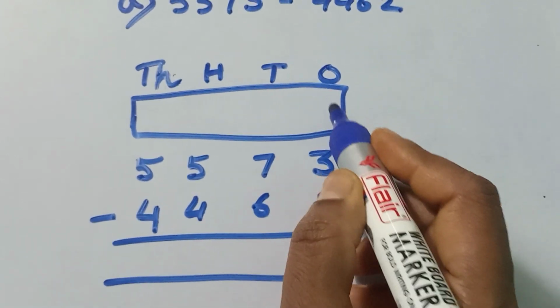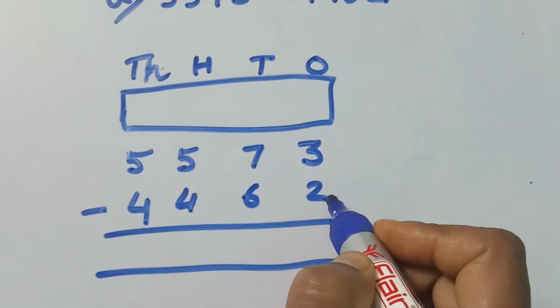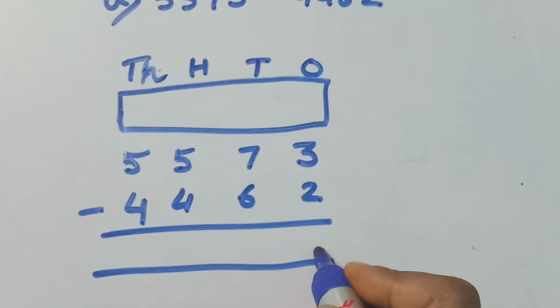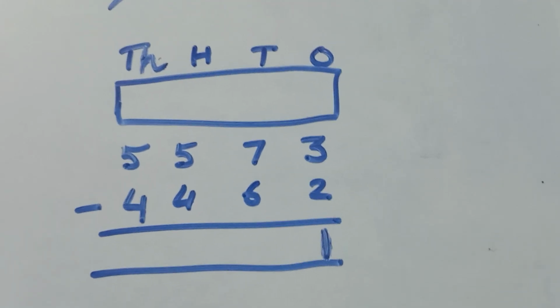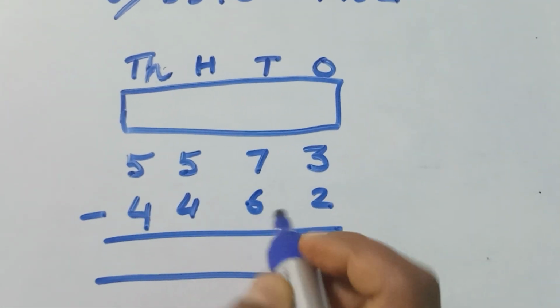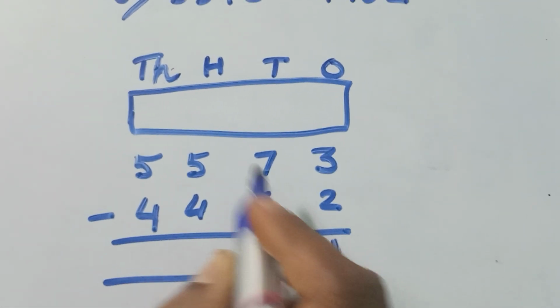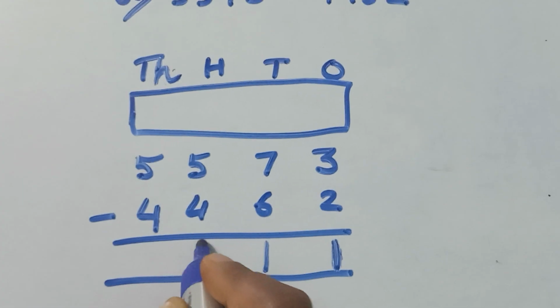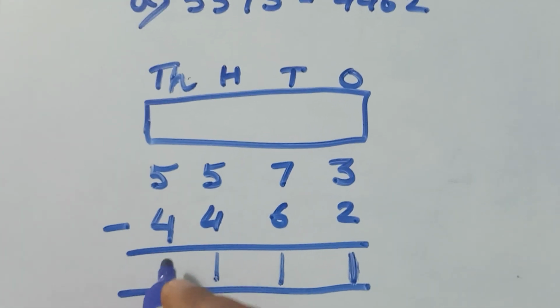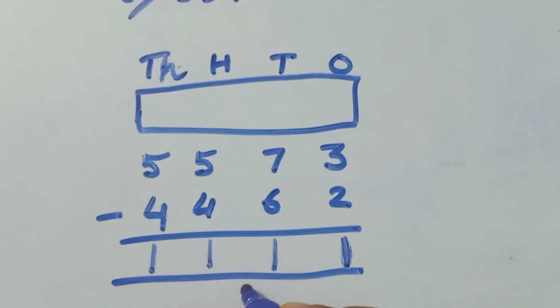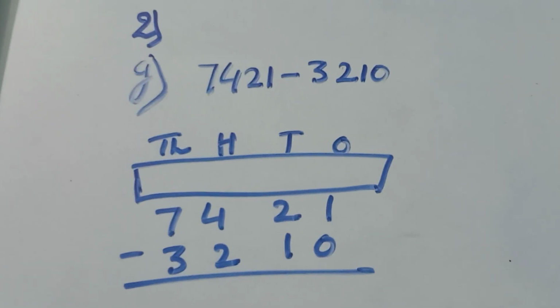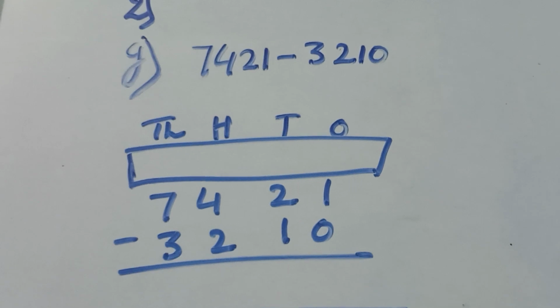Now children, under the ones column you have to subtract 3 and 2. So 3 minus 2, 1. Now children, under the tens you have to subtract 7 minus 6, that is again 1. Under the hundreds column 5 minus 4, again 1. Under the thousands column 5 minus 4, again 1. So our answer is 1111.